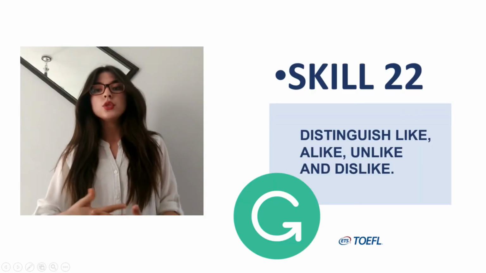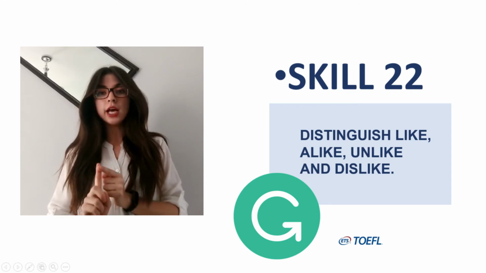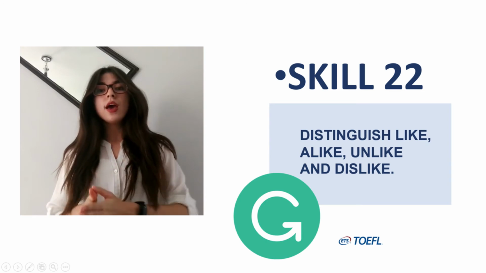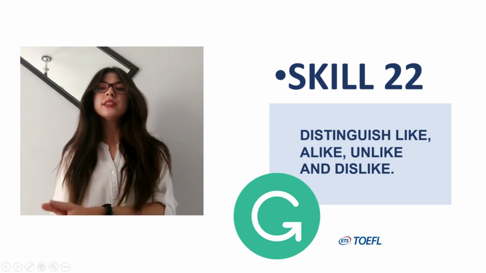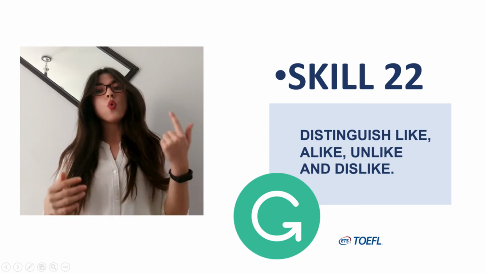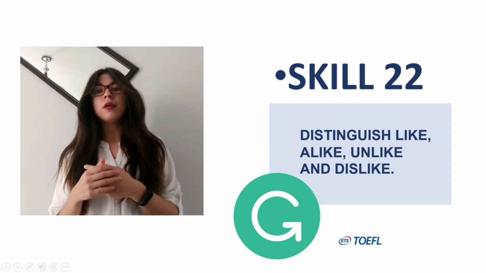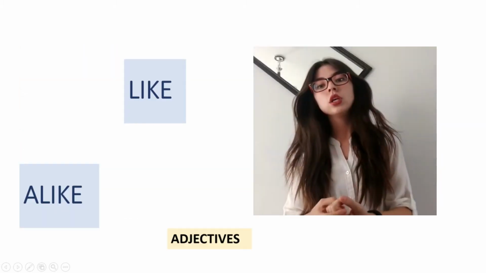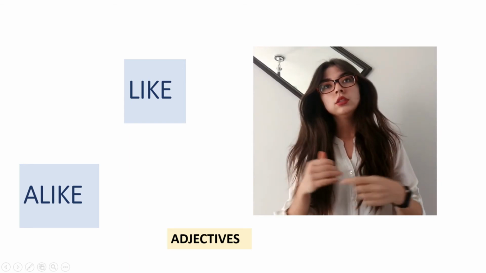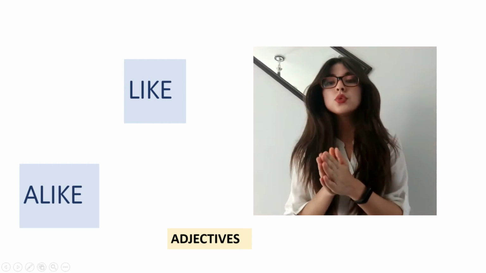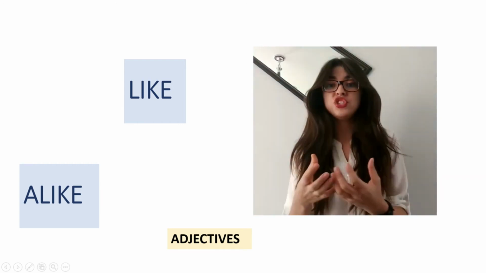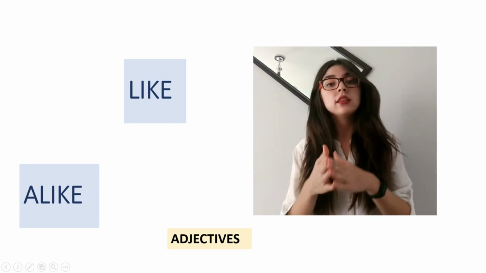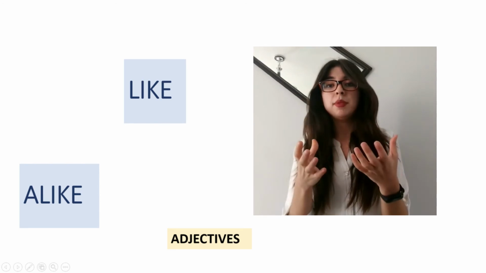Another skill is number 22, named distinguish like, alike, unlike, and dislike. Although the aforementioned words are very similar, the context and the ways of using them are very different in each case. Let's talk about like and alike first. These words work like adjectives. Like and alike mean that something is very similar.